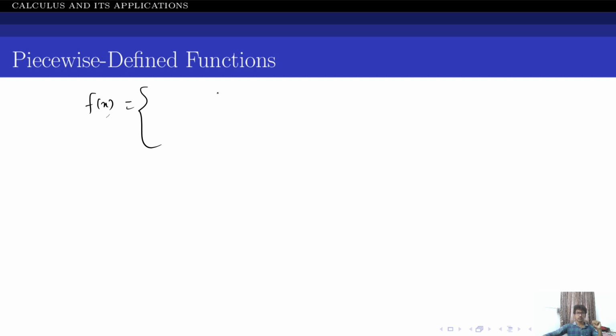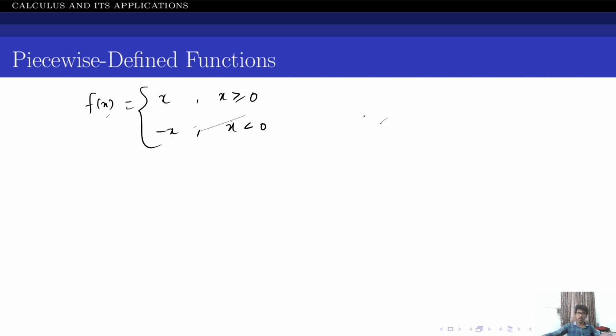The best example is I take f of x to be x if x is a non-negative quantity, and as minus x if x is non-positive. This 0 is included in both the cases. If you want, you may omit 0 in either of the cases. So what is this?